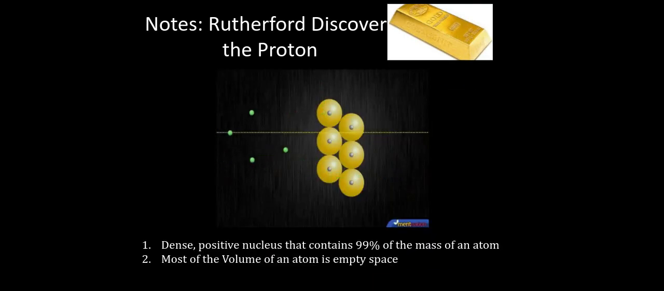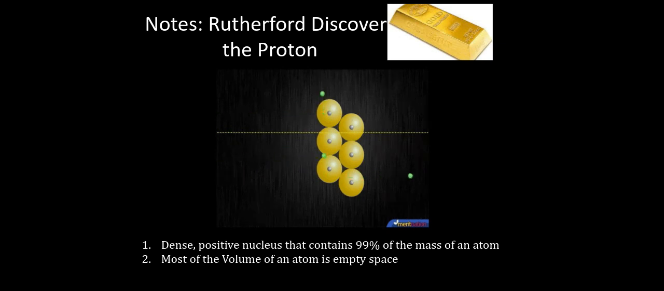So from this key observation that 1 in every 800 particles was deflected, while the other 799 went through, Rutherford came up with two conclusions. The first one was that there must be a dense, positively charged nucleus in the center of every atom. You can see that here in this gray sphere. We'd later discover that the nucleus contains 99% of the mass of the atom.